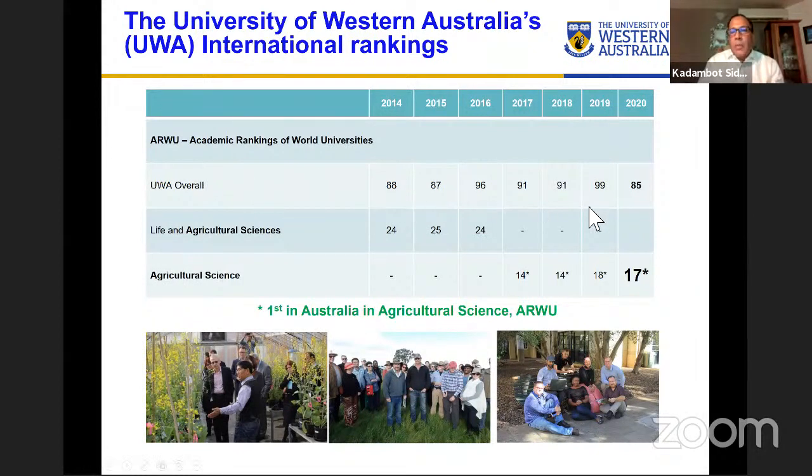So overall, UWA is now pretty good, 85 in the world in 2020. One of our graduates got the Fields Medal, which is the highest in mathematics. So that helped us to move from 99 to 85.